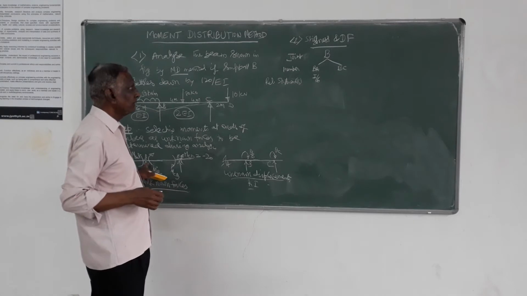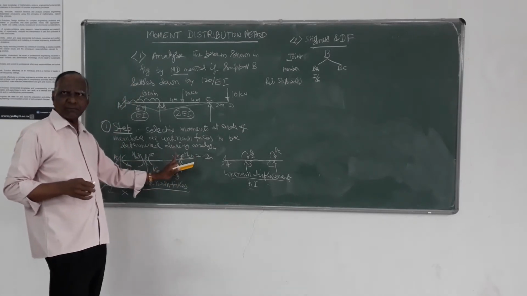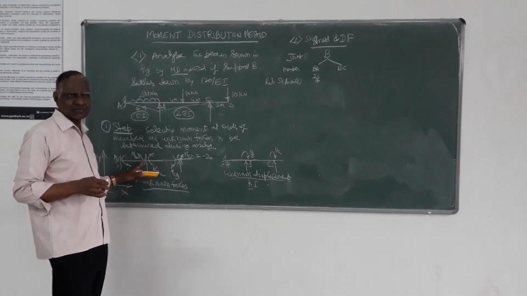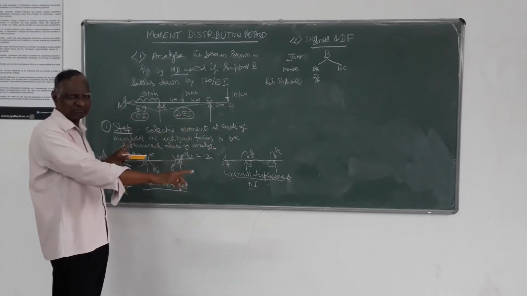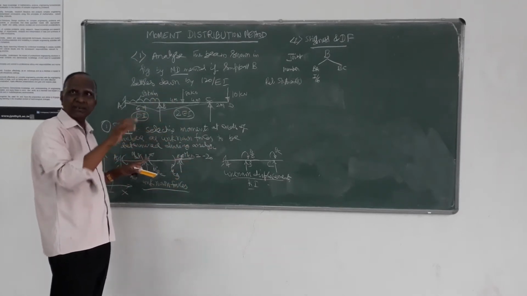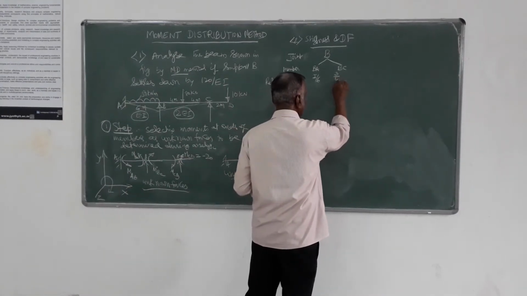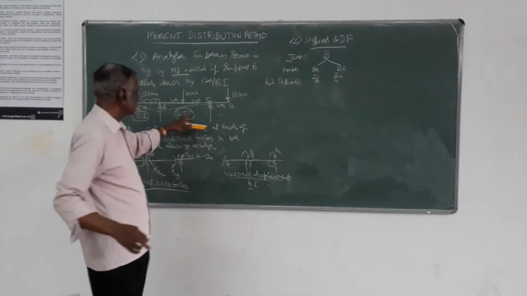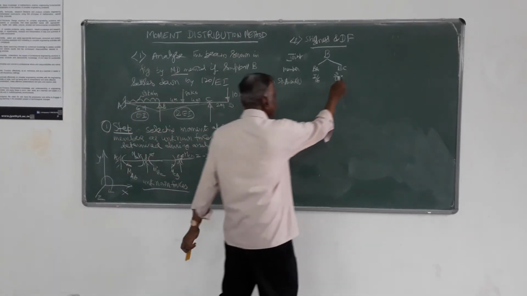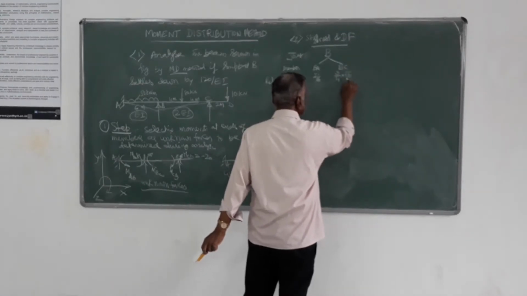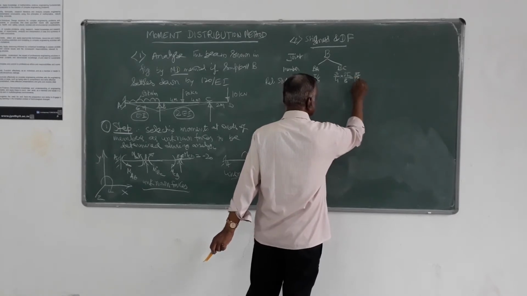Then coming to BC member. One end is simply supported, the other continuous. If one end is simply supported or hinge or roller, then relative stiffness will be 3/4 I by L, as I told. I value of this member is 2I, L is 8. So it is 3/4 of 2I by 8. That will be 3I by 16.